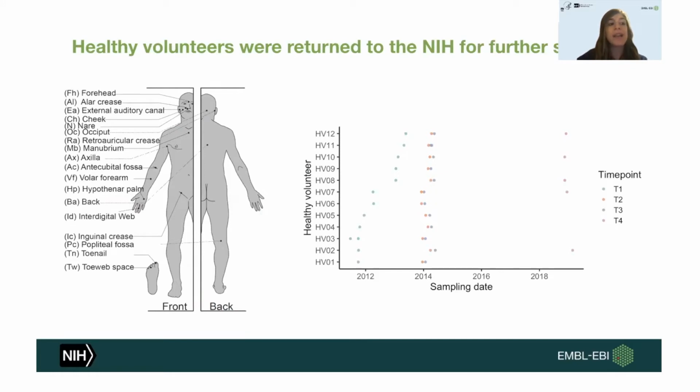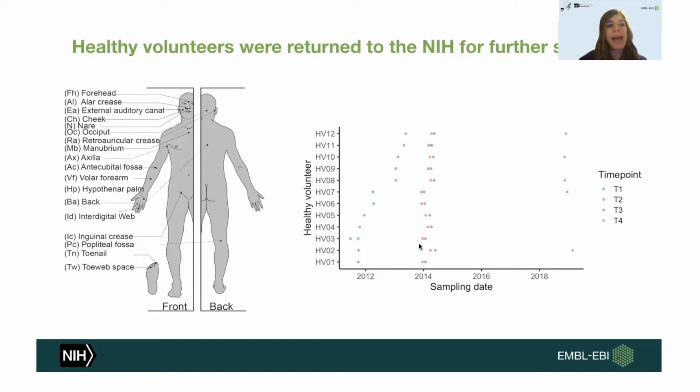So we decided to analyze all publicly available skin metagenomes, but we also did a focus study of, again, these 12 healthy volunteers that had been previously studied by Julie's lab. These healthy volunteers were brought back to the NIH and sampled for a fourth time point. We had deep sequencing of different body sites for these fourth time points. The resulting metagenomic data set was of 12 healthy volunteers, 19 body sites, and between 3 to 4 time points for each of these volunteers.